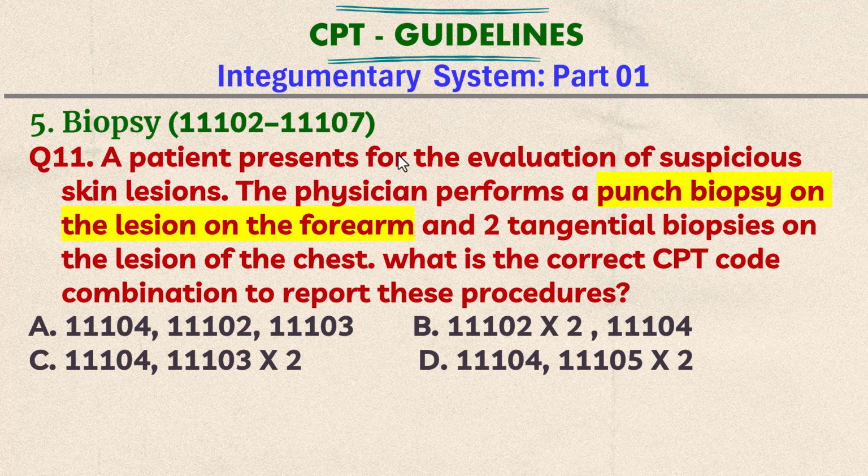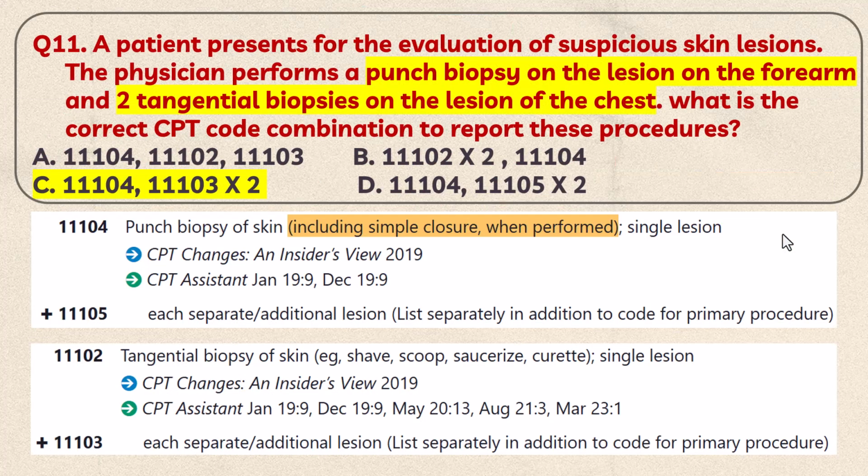So here you have to highlight this is a punch biopsy on the lesion of the forearm and two tangential biopsies on the lesions on the chest. Again, use the table of contents or the alphabetic index method to go to the code series. Once you go there, you can see the punch biopsy of the skin single lesion is 11104. So here you can see the punch biopsy only one, so 11104 is used, but for the tangential biopsies there are two codes: 11102 for the single lesion, 11103 for the additional lesions.